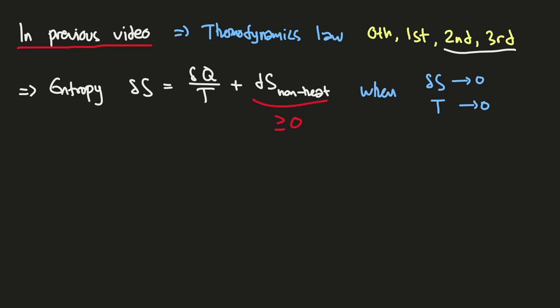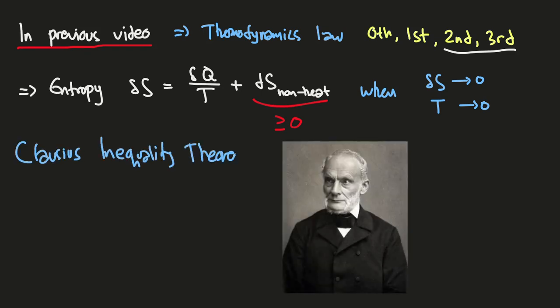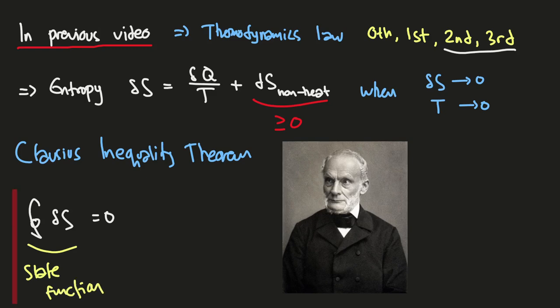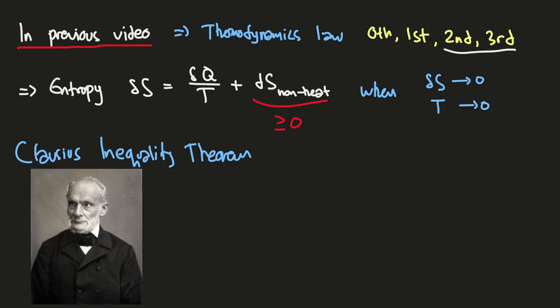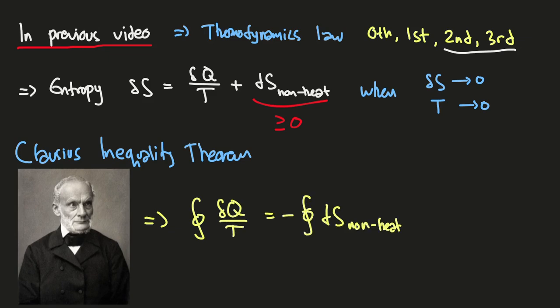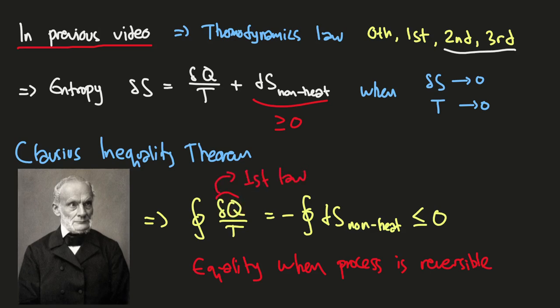Next, if we recall the Clausius inequality theorem, we know that the loop contour integral of entropy is equal to 0, which means that entropy itself is what we call a state function. By this state function property, we have this equality of contour integral, whose right-hand side is less than or equal to 0, with equality when the process is reversible. And notice that this delta Q here is the heat rate of change in the first law.